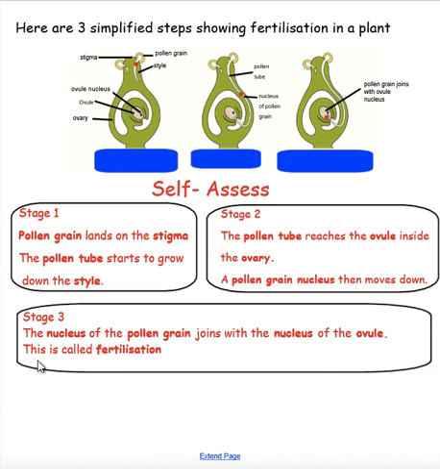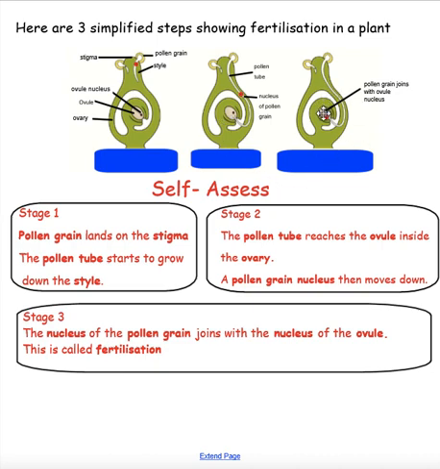Hopefully we can now check those answers. Stage 1, the pollen grain, which is transferred from another plant if we've got cross-fertilisation, lands on that stigma. The pollen tube starts to grow down the style. In stage 2, the pollen tube will reach the ovary and the ovule that's in that ovary will now be accessible. The pollen grain has got to move down that pollen tube and reach that ovary.